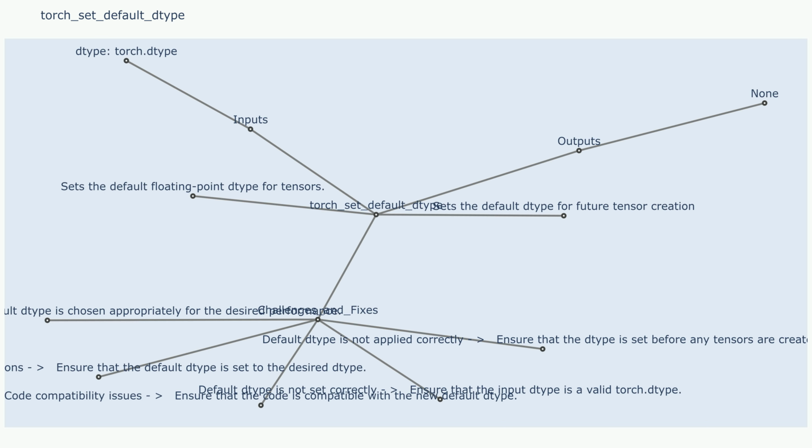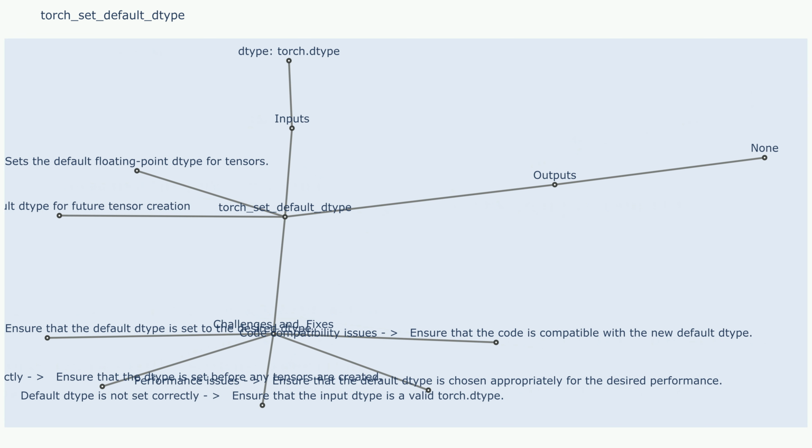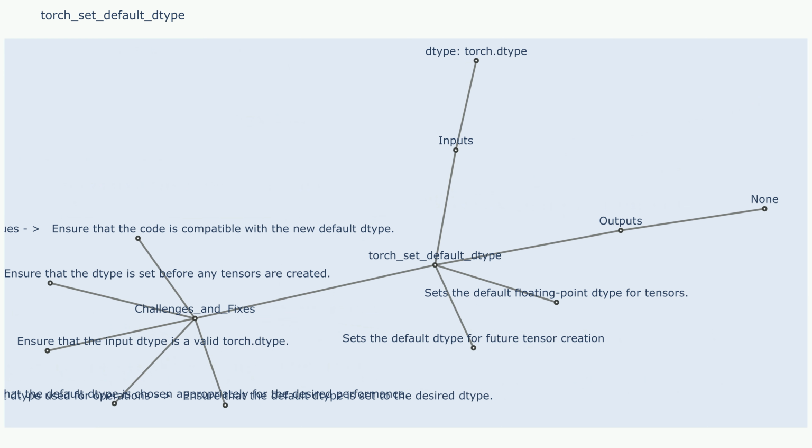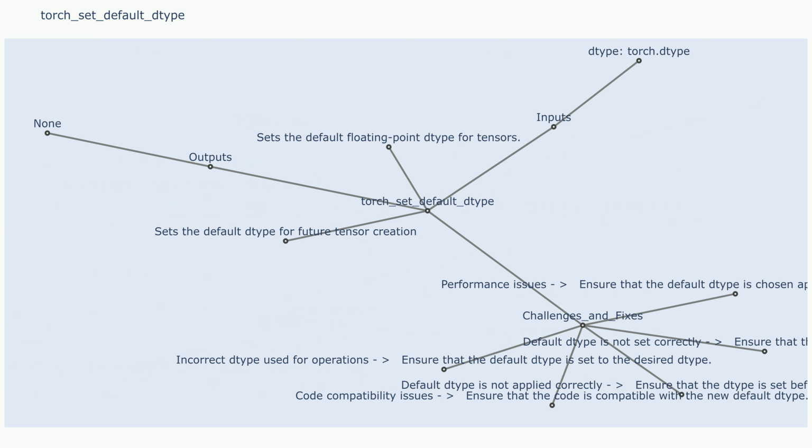torch.set_default_dtype. Description: The torch.set_default_dtype function sets the default data type for newly created tensors in PyTorch. This setting applies to tensors created directly using torch.tensor, torch.ones, torch.zeros, etc., and also to tensors created within torch.nn modules where no specific data type is specified.